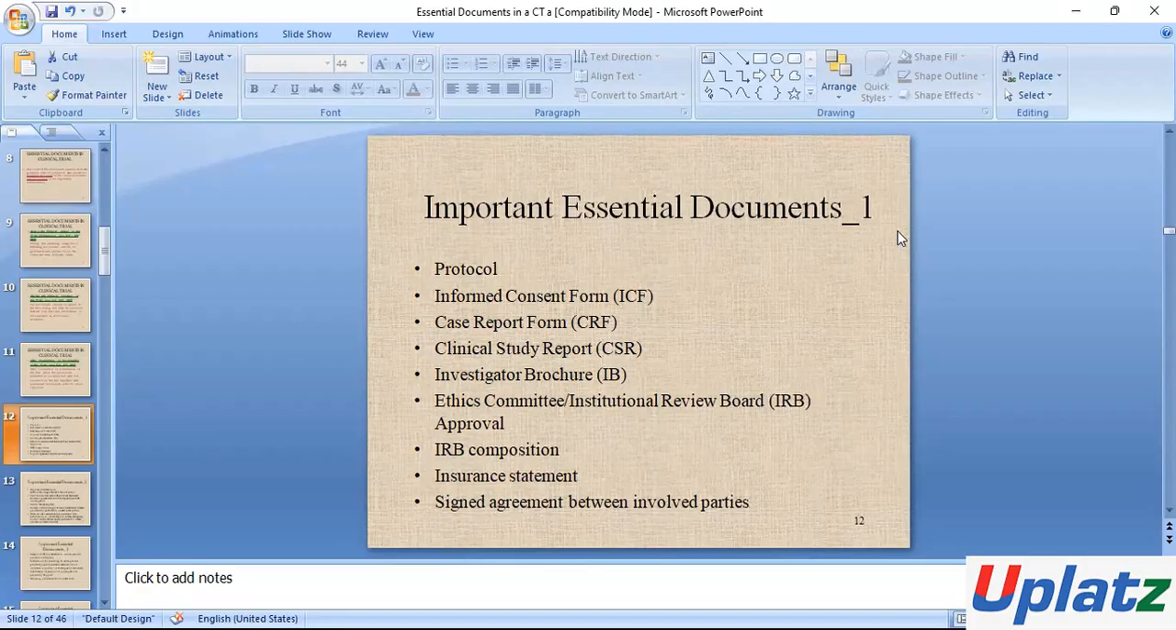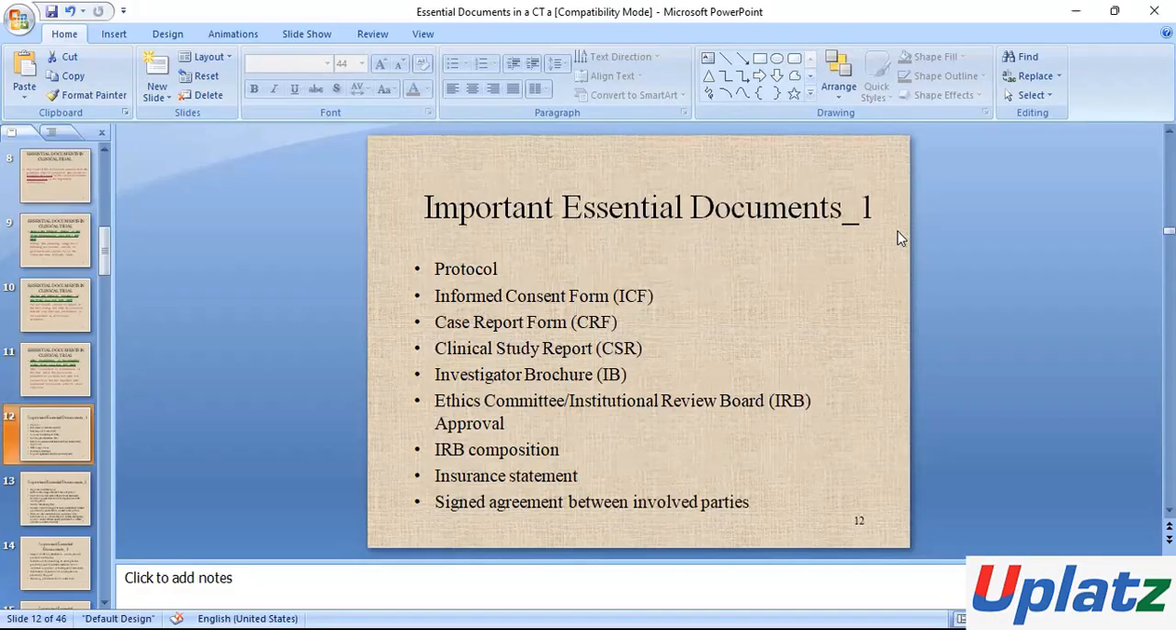Next is IRB composition. Okay, so an IRB is a committee that is responsible for reviewing and approving research involving human subjects to ensure that it is conducted ethically and in compliance with regulatory requirements. Okay, then IRB composition involves chairperson, members, non-scientific members, alternate members, and IRB staff.